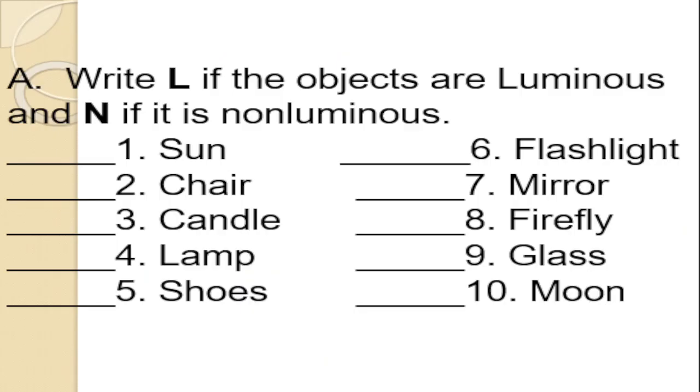Now, objects that can produce their own light are what we call luminous. Objects that don't produce their own light are non-luminous. Let us classify these 10 objects whether they are luminous or not. First one, sun. Is it luminous or non-luminous? If your answer is luminous, then you are correct.